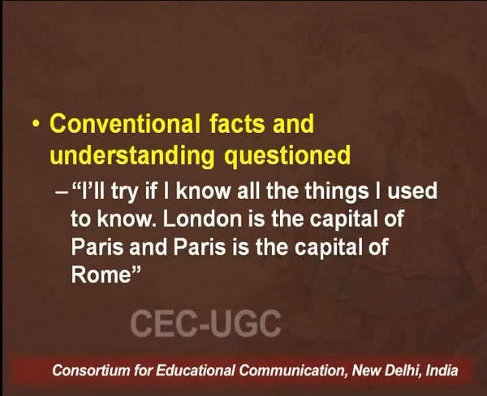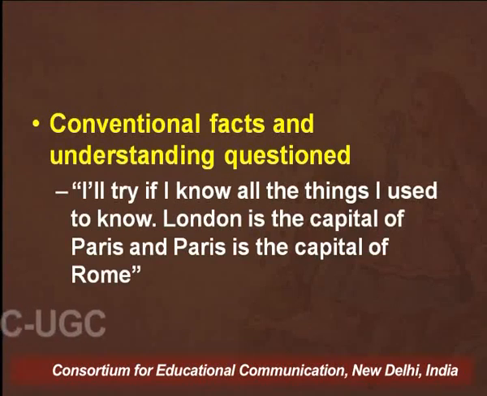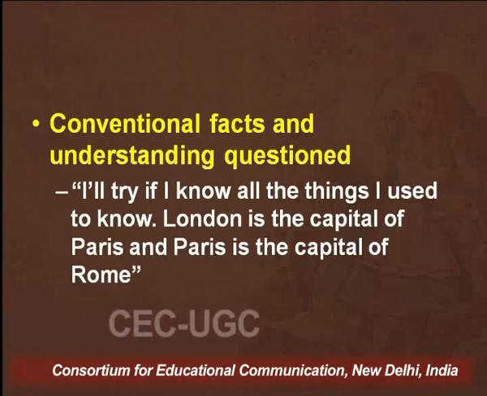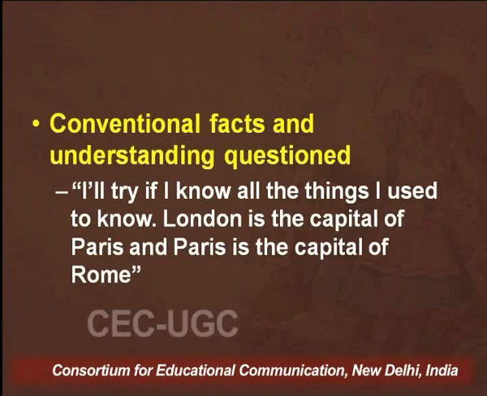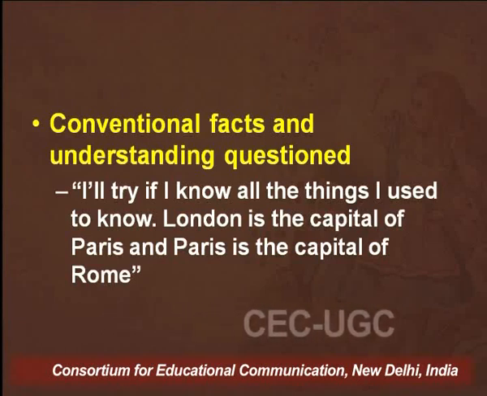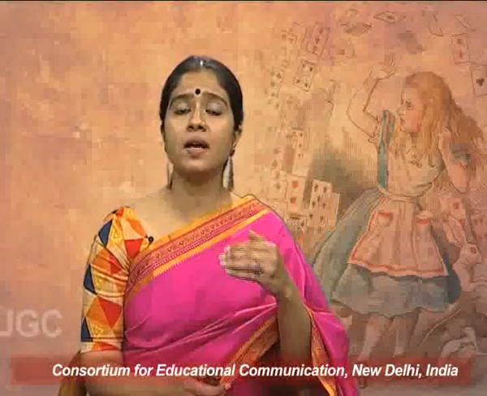Now, the third thing that we also notice in Alice in Wonderland that contributes to this text being that of literary nonsense is that conventional facts and understanding are also questioned. Now, there's this quotation where Alice is trying to figure out whether she remembers anything of the world that she has come from. She is of course aware that she is part of a wonderland which is completely different from the kind of life that she has led or the kind of world that she is actually part of.